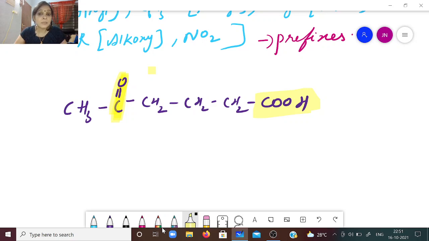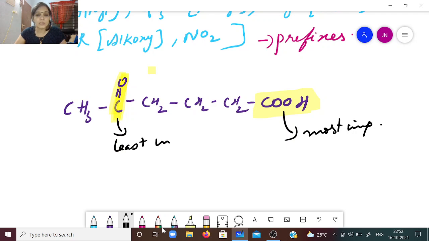Okay, now you can see the priority chart, which is more important. Both are principal functional groups, and which is more important? More important is carboxylic acid. This is most important, isn't it? And this is least important. So the least important will be prefix. This will be prefix, and this will be suffix.